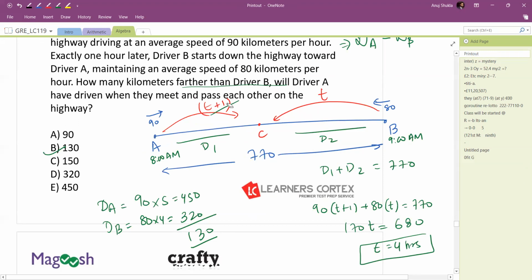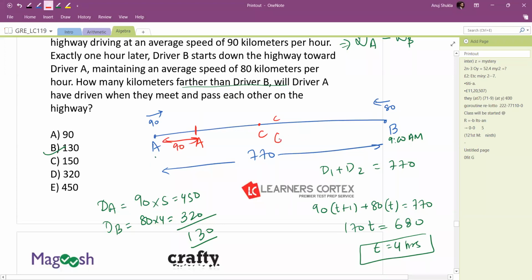You can say that this is moving at 8 a.m. So what I'm going to do is, if at 8 a.m. A has started, it would have moved somewhere, suppose here. Now A has moved here. How much distance would it have traveled? It would have traveled 90 kilometers. So what is the distance remaining now? The distance remaining now is 680.